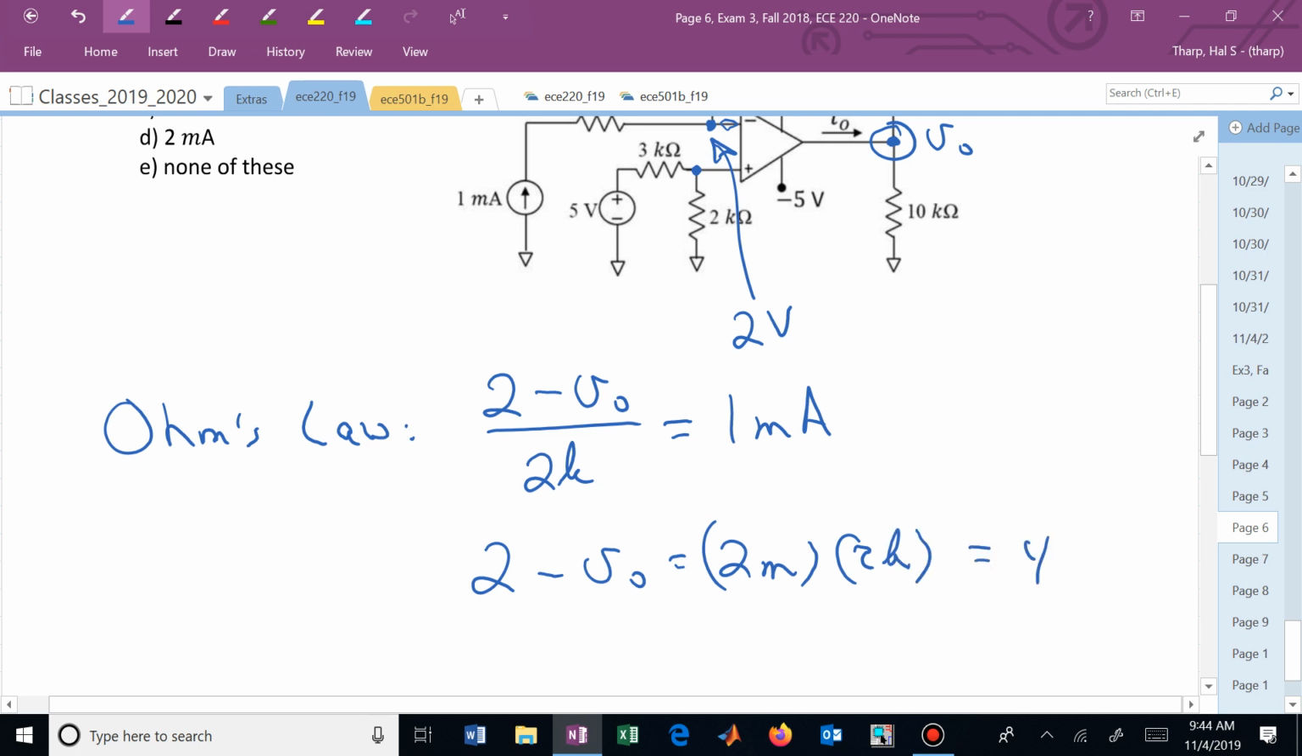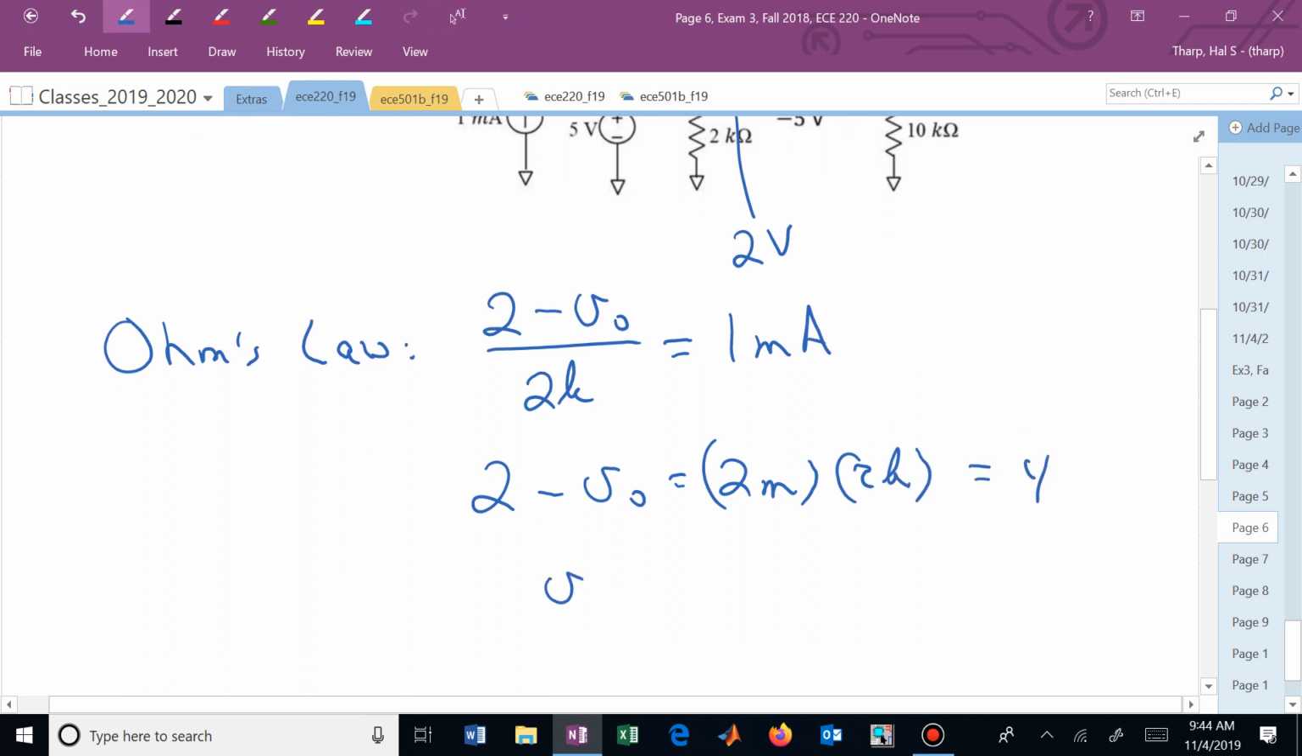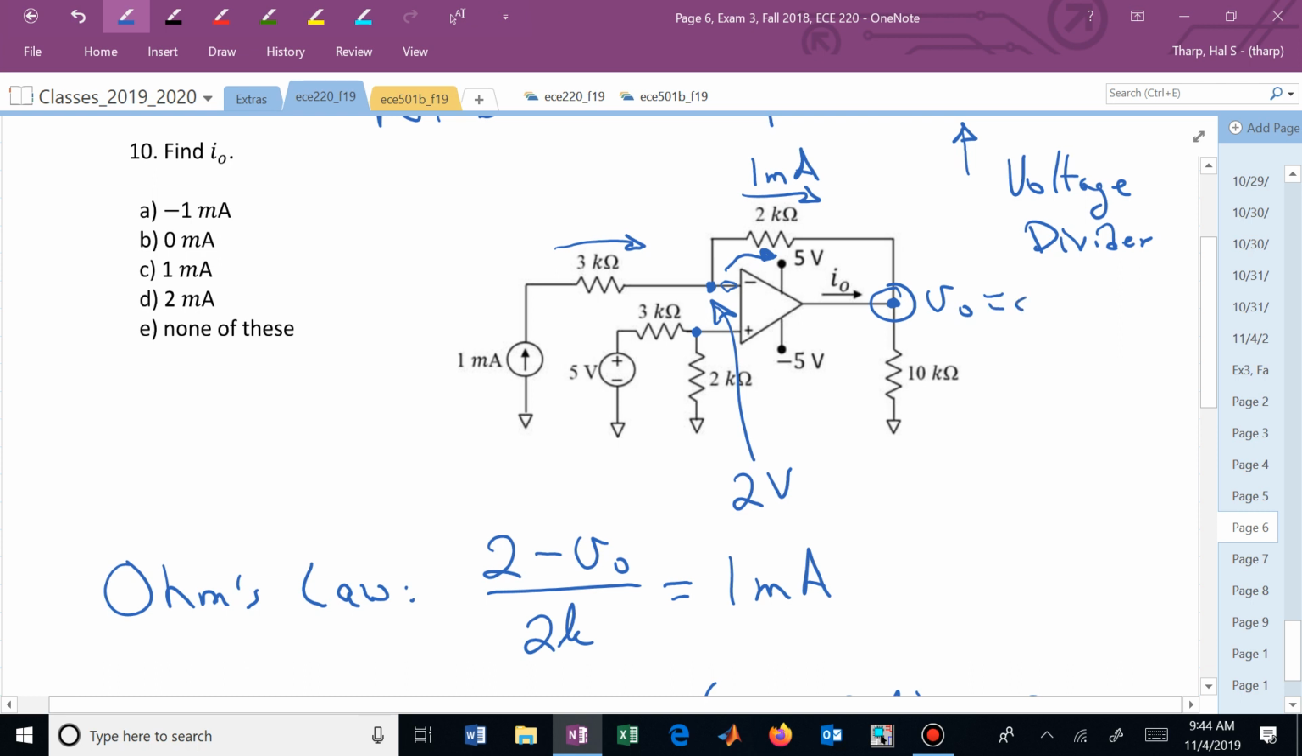This is now 4. Or V sub 0 is now, where did that come from? Speed. Hurried, rushed. It was 1 milliamp times 2. This is now 2 volts. V sub 0 is 0 volts. If I have 0 volts here, what's this current? 0.